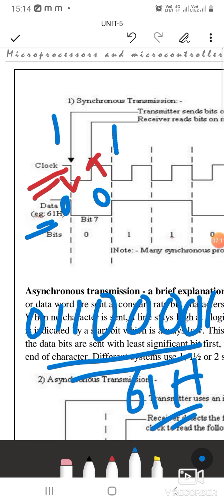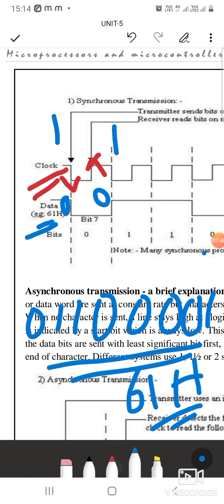What happens at the falling edge is the transmitter sends the data. What happens at the rising edge is the receiver reads the data. So there you have the synchronization between the transmitter and the receiver. Between the transmitter and the receiver, the same clock frequency, the same clock signal is applied, providing the timing. Whenever the clock goes from 1 to 0, the transmitter sends the bit. Whenever the clock goes from 0 to 1, the receiver receives the data.